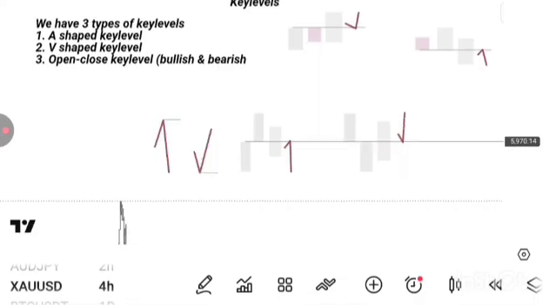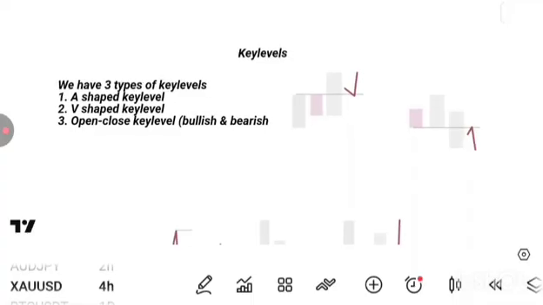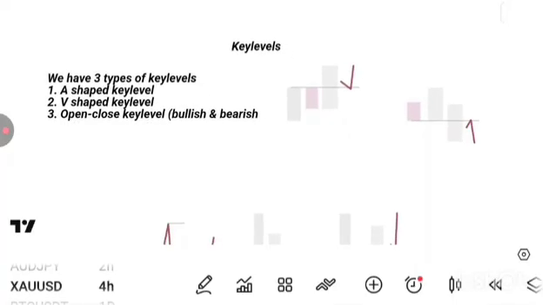So I want to reiterate, I said we have three types of key levels. We have the A-shaped key levels, we have the V-shaped key levels, and we have the open close key level, which can be divided into two, bullish and bearish open close. The A-shaped key level is a key level that we use for sales in the market. Then the V-shaped key level is a key level that we use for buys in the market. The bullish open close is used for buys and the bearish open close is used for sales.